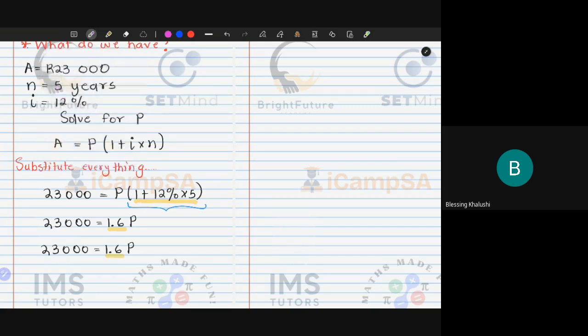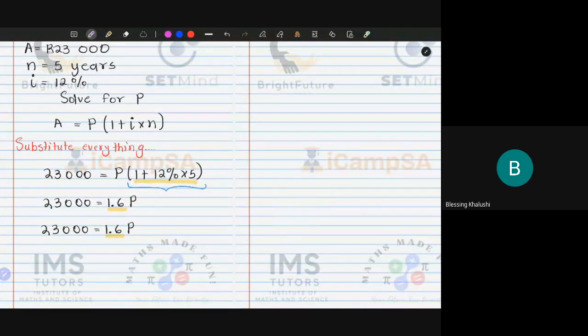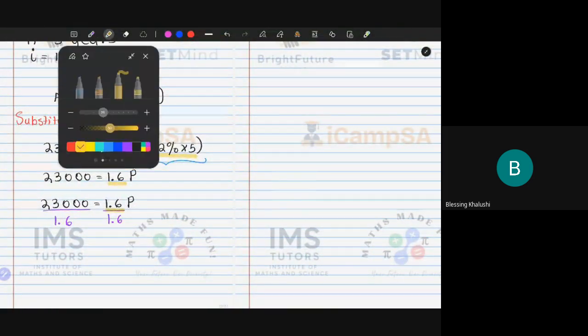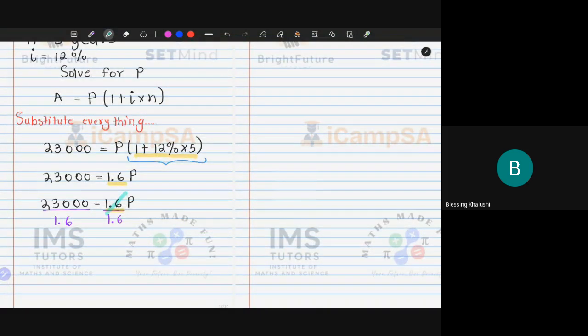We have to divide by 1.6. What we do on the left, we also do on the right-hand side, guys, so that they nicely cancel. So this 1.6 and that 1.6 will cancel.